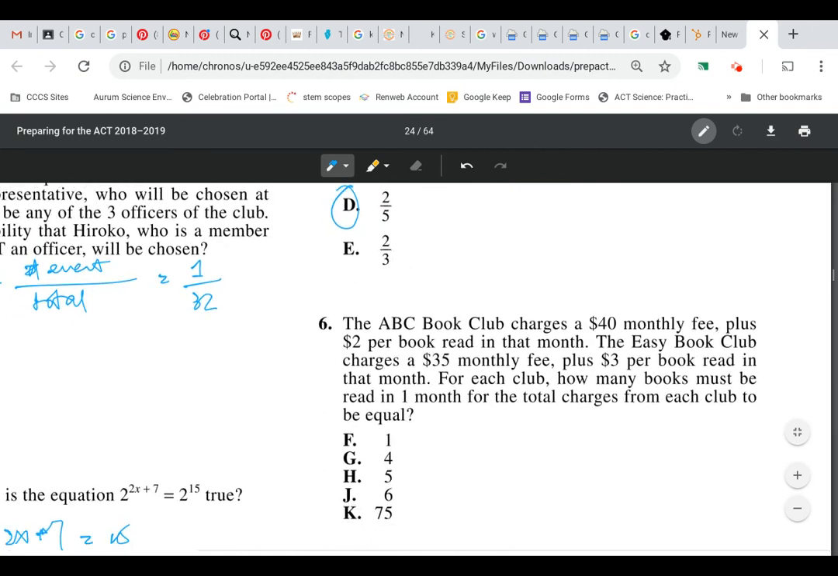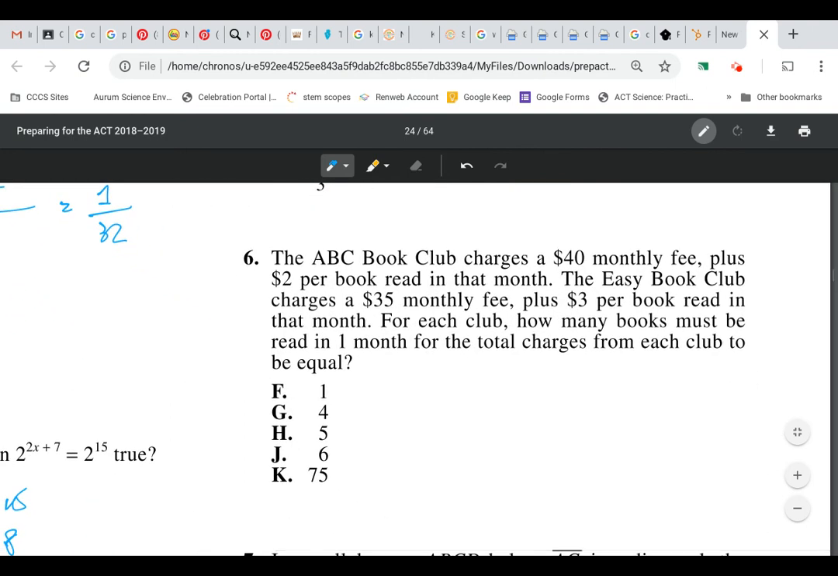Number 6. The ABC Book Club charges a $40 monthly fee. So every time you see fee and monthly and other things, you know that you have to add and multiply. Okay, so it charges a $40 monthly fee plus $2 per book read in that month. And the other club charges a $35 monthly fee plus $3 per book.